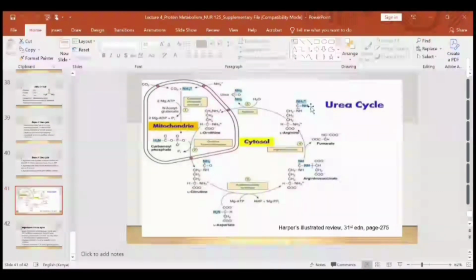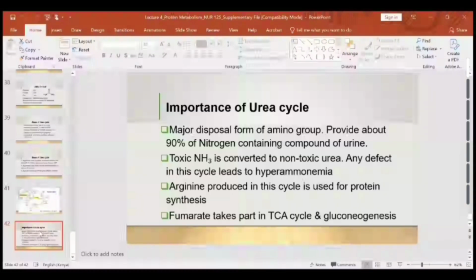But then, since we have fumarate being generated at this particular point, we can still utilize this in the Krebs cycle to produce energy. Alternatively, it can be utilized in the production of glucose via gluconeogenesis. Okay, so those are the key things that I wanted us to look at.